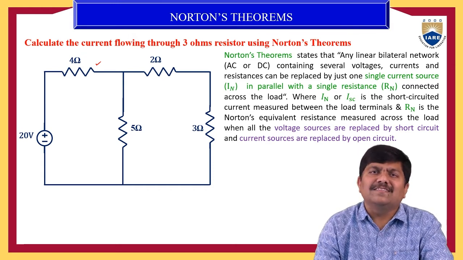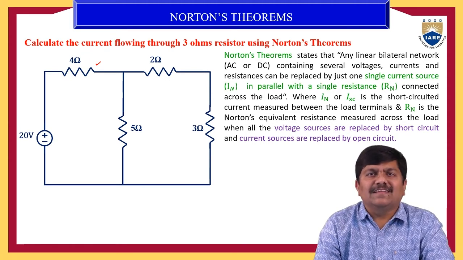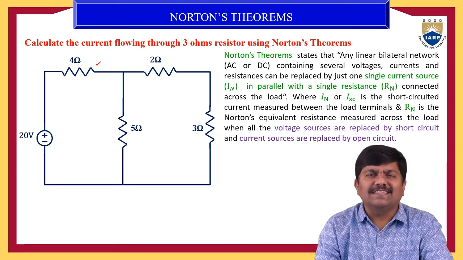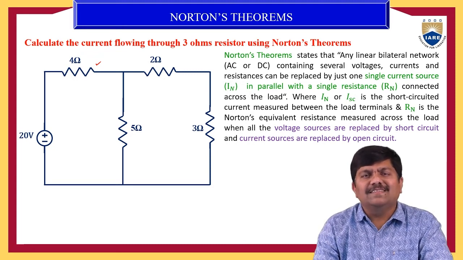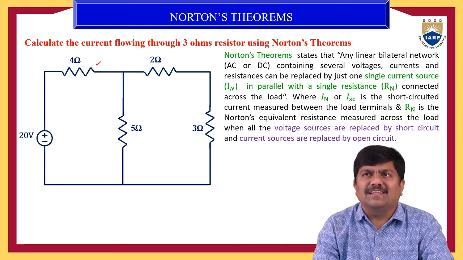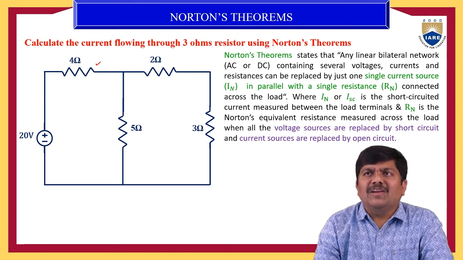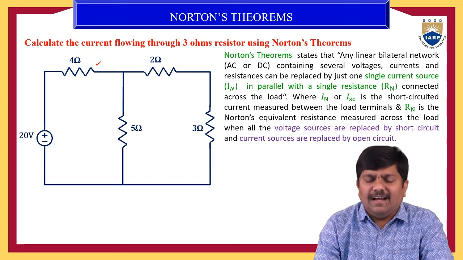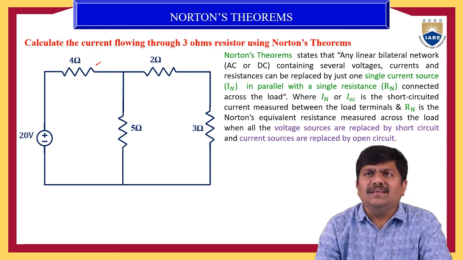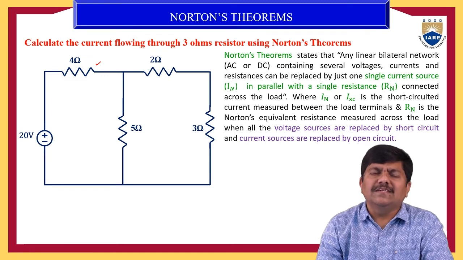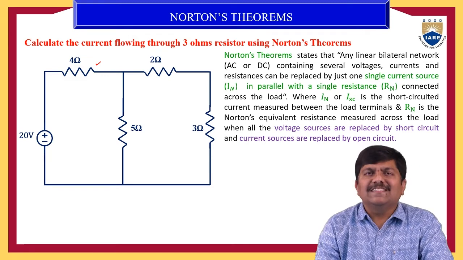What is the definition of Norton's Theorem, and how are we going to determine the Thevenin's equivalent resistance and the IN current? Just for a recap, the statement of Norton's Theorem: any linear bilateral network containing several voltages, currents and resistances can be replaced by just one single current source in parallel with a single resistance, and these two must be connected across the load. This statement helps us recollect what we have learnt in our previous sessions.